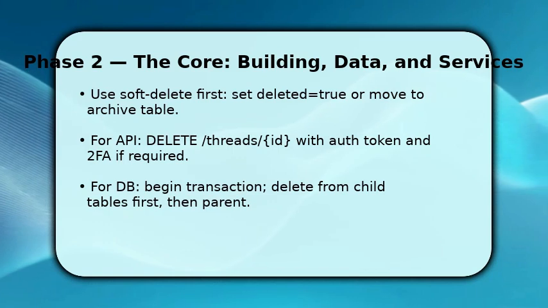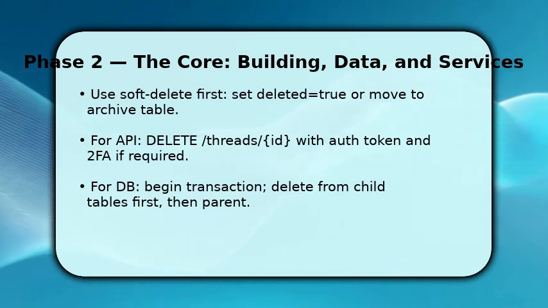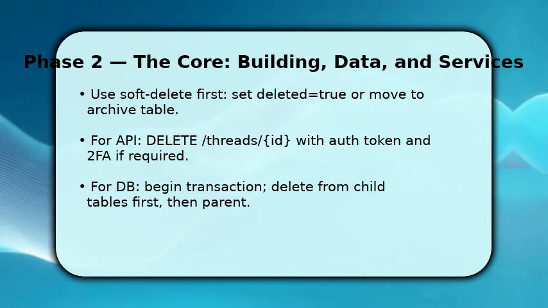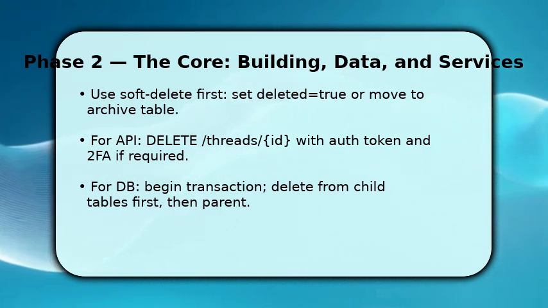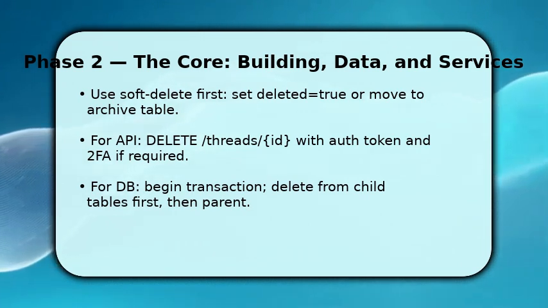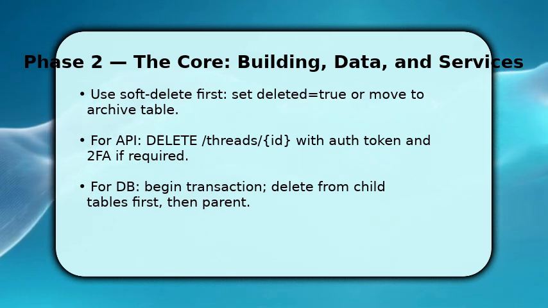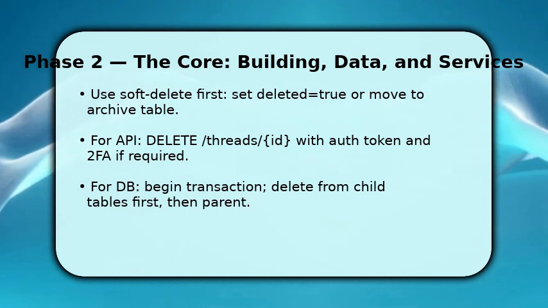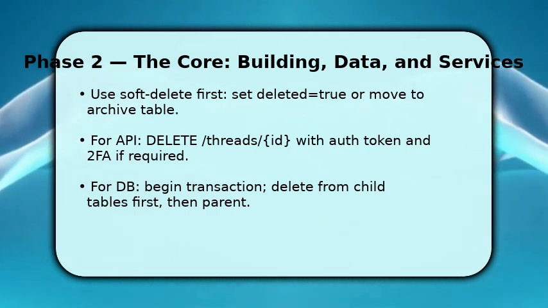You perform the deletion with safety in mind. Start with a soft delete by toggling deleted equals true or moving the record to an archive table so you can undo. If using an API, call delete/thread/ID with your auth token and any required 2FA. Inspect the JSON response. If working directly in the database, begin a transaction, remove child rows first to maintain referential integrity, then delete the parent thread row, and only commit once all checks pass.